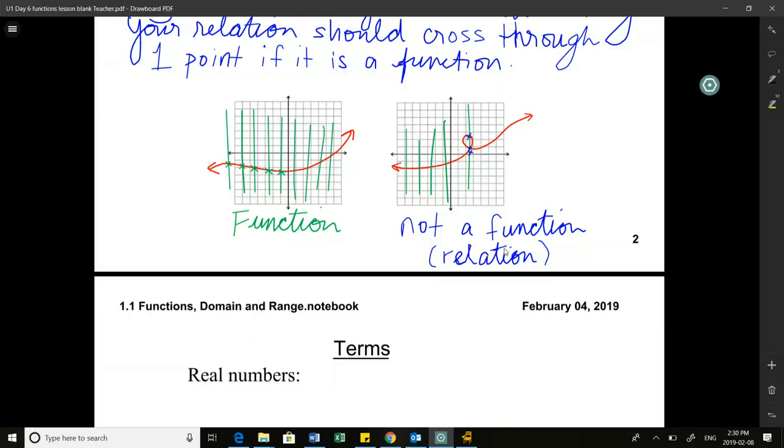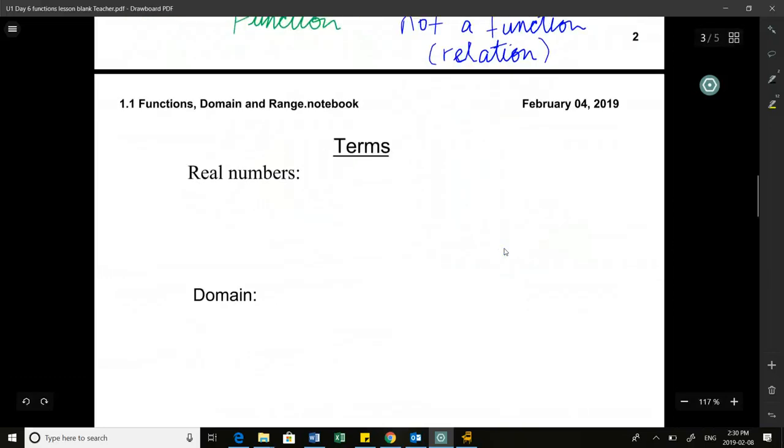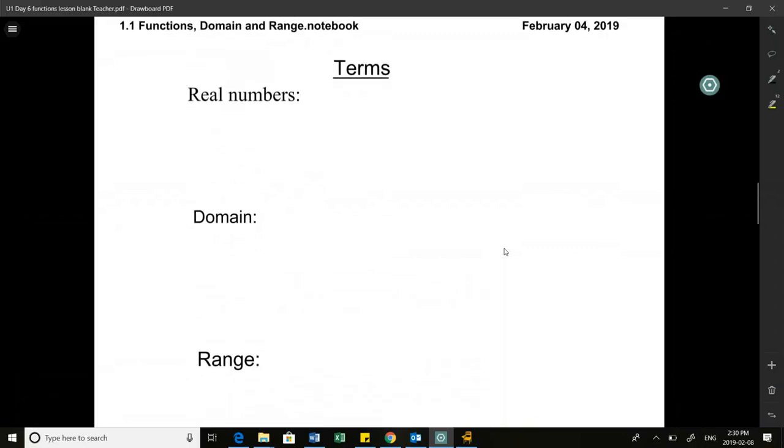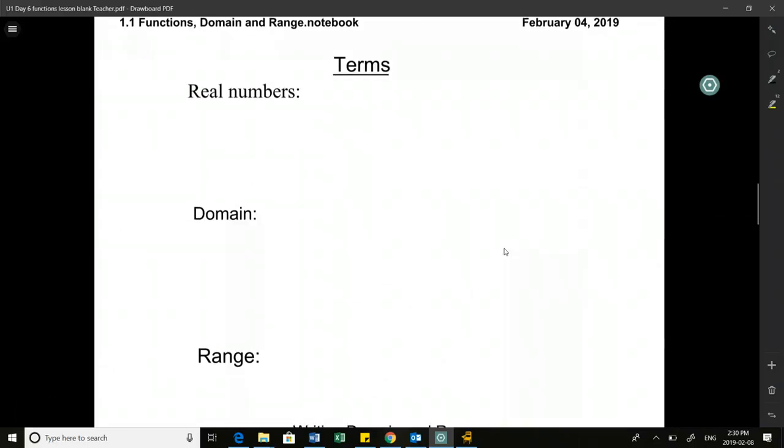I think I would be fine with either. Okay, good? All right, so we're going to talk about domain and range now. A couple terms that we need to set up for ourselves are real numbers. If we're going to do domain and range, we should know what domain and range are. That would be helpful.